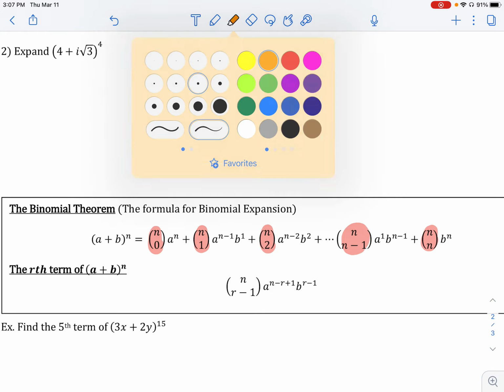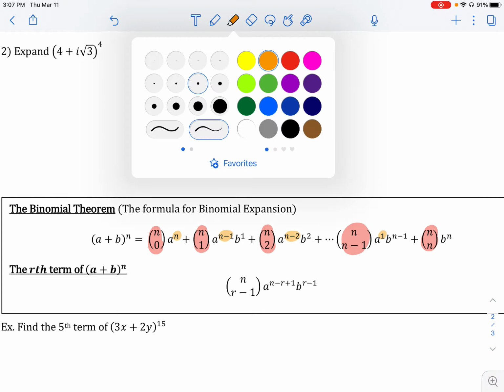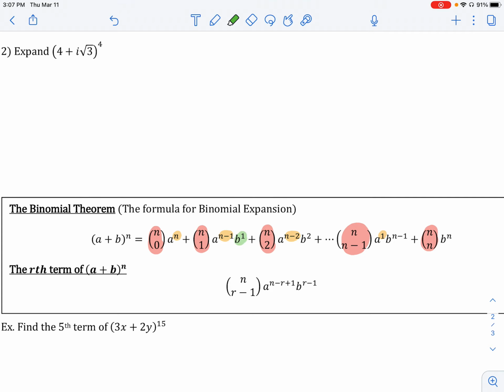I recognize that all of my powers of A are going to be decreasing, right? And then all of my powers of B are increasing. And that's really all there is to it, and just really making sure that we're careful about taking the entire A or B term to that particular power.